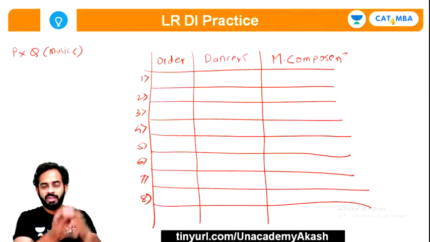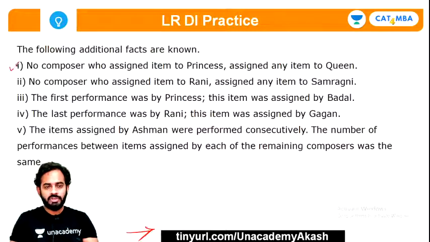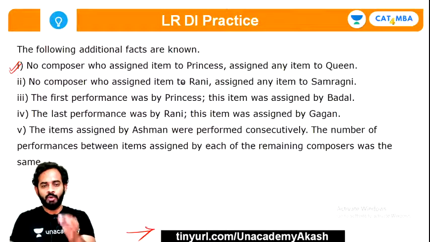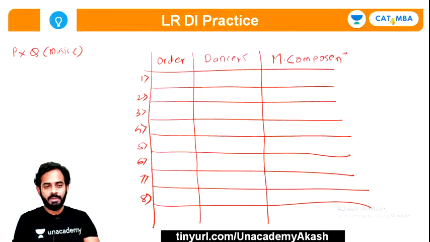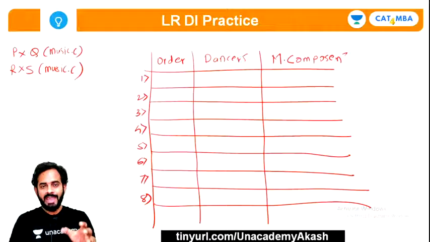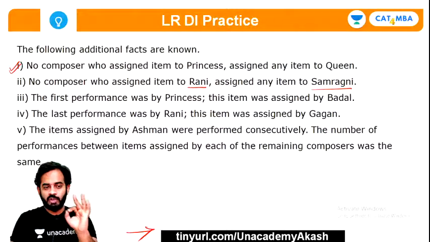Whenever you read a clue, try to represent it in as few words as possible, so it will be very easy to understand. So we have utilized the first clue. The second clue is no composer who assigned an item to Rani assigned any item to Samragni. So for Rani and Samragni, the music composers are not the same. Very simple. Both clues we have represented in very short form, so it will be easy to understand. The second clue is also exhausted.